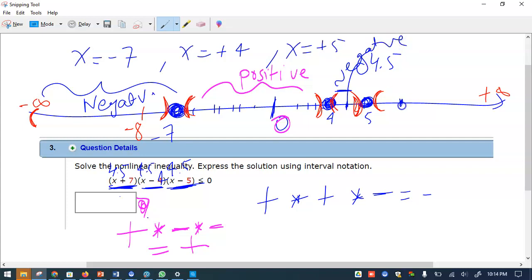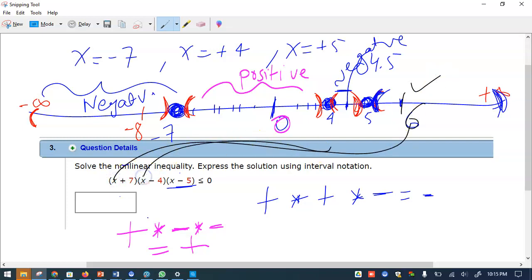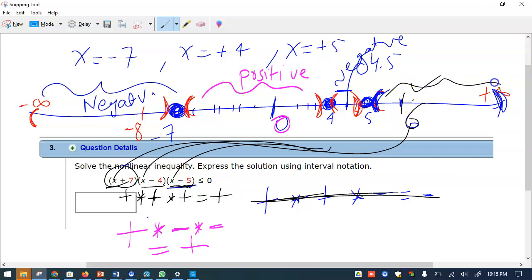And finally, you pick one number, 6, in this section. If I plug in 6 there, 6 goes here, 6 goes here, 6 goes here. So you end up getting 6 plus 7 will be positive, 6 minus 4 will be positive, and 6 minus 5 will be positive. So the answer is going to be positive, and so this section is positive.